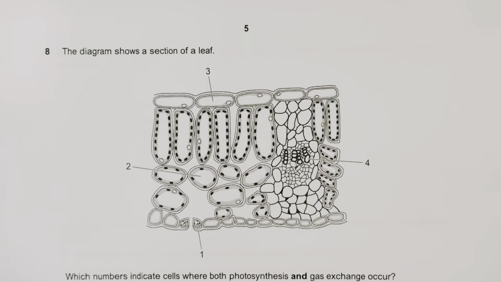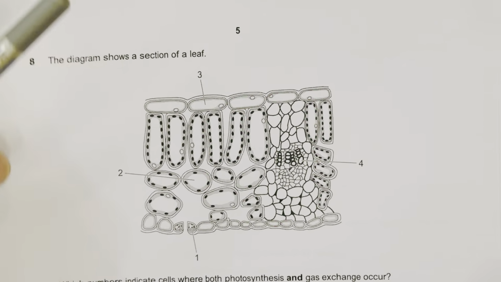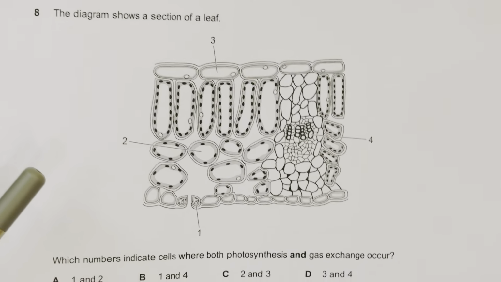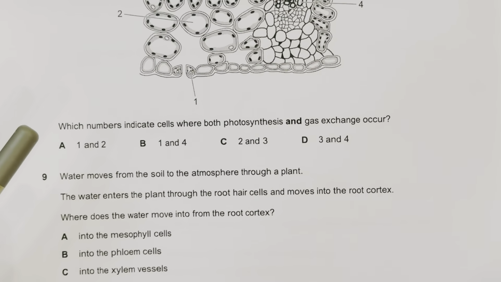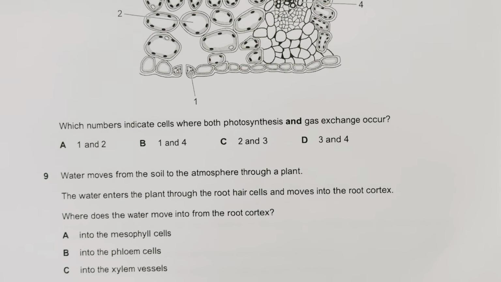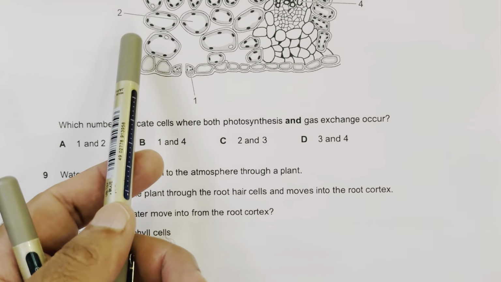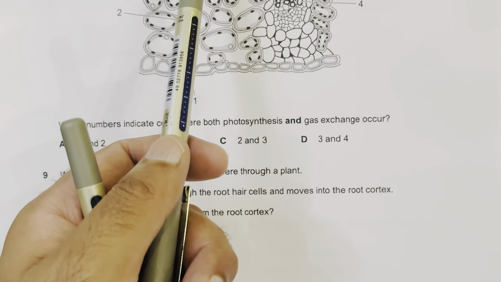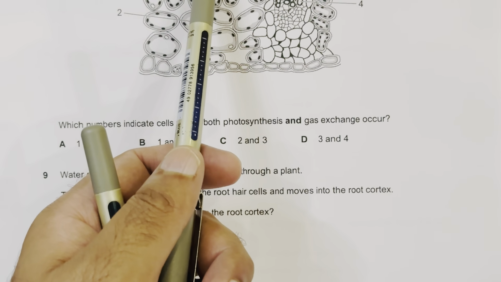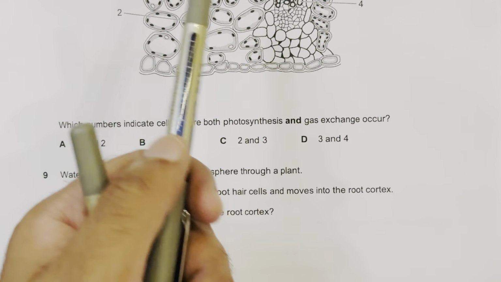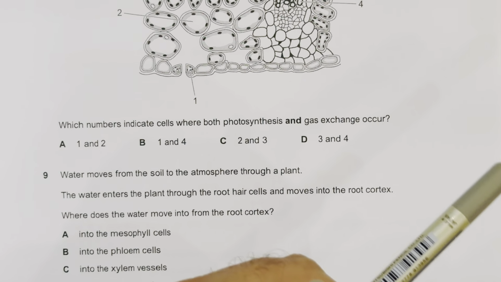Moving to question number 8. The diagram shows a section of a leaf. Which number indicates cells where both photosynthesis and gas exchange occur? Option number A, 1 and 2. Okay, first we need to identify: these are the guard cells, these are the mesophyll cells, these are 3 and 4, and the 4 is the xylem cells.